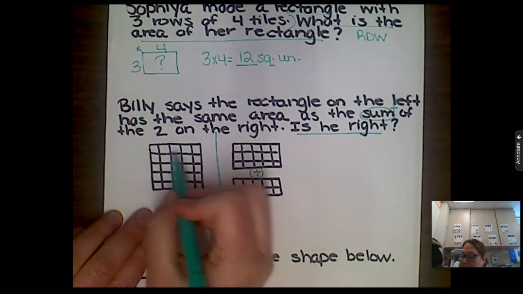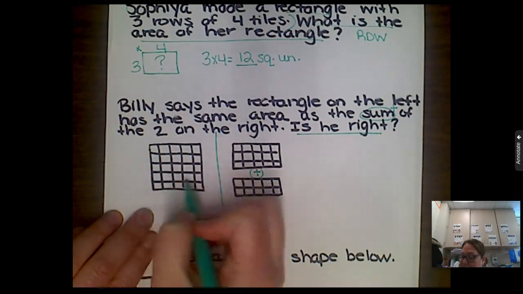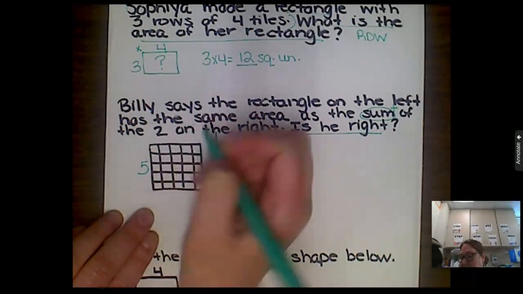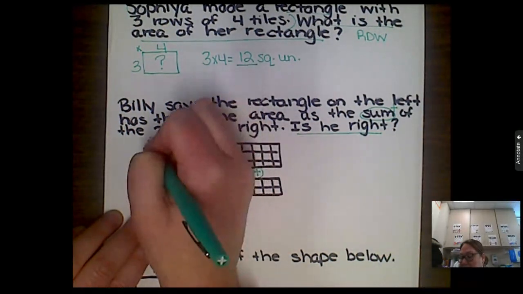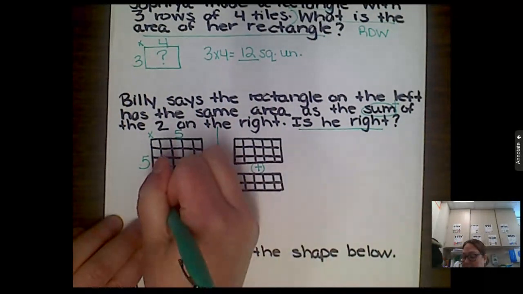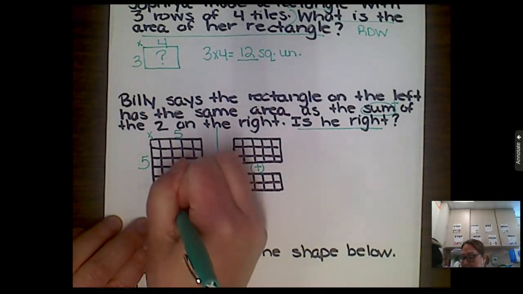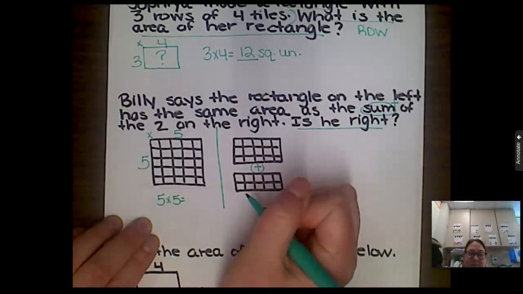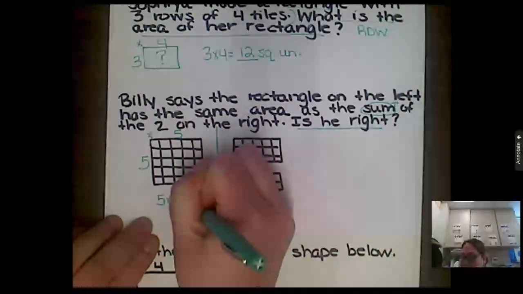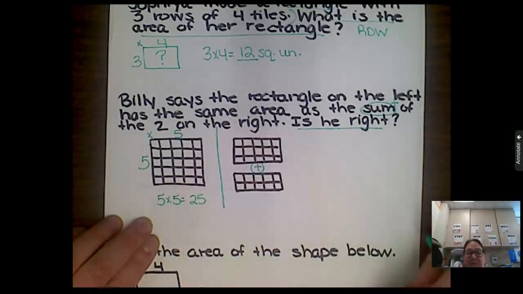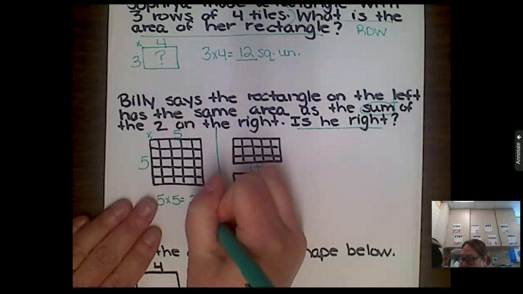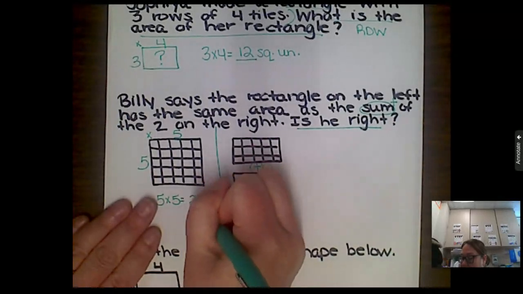For this one, I've got 1, 2, 3, 4, 5 rows. And then 1, 2, 3, 4, 5 in each row. Pause your video and write a number sentence for that and solve it real quick for me. What did you get? So 5 times 5 equals 25. Good. All right, so that's that one. So we know that this one is 25. And if we label it because it's area, square units.